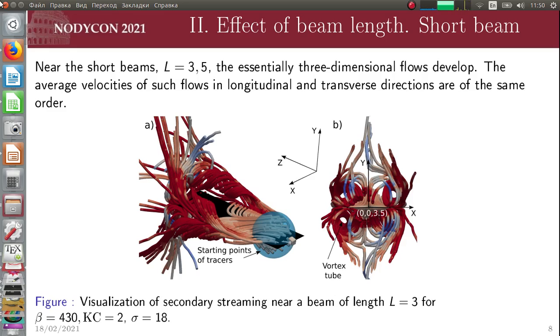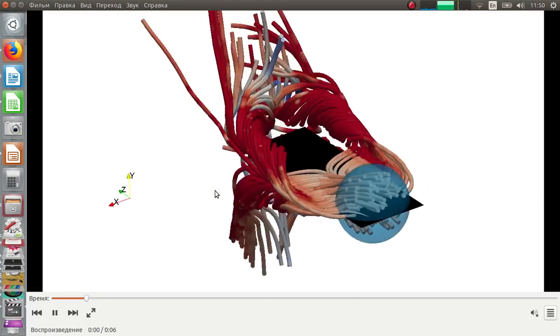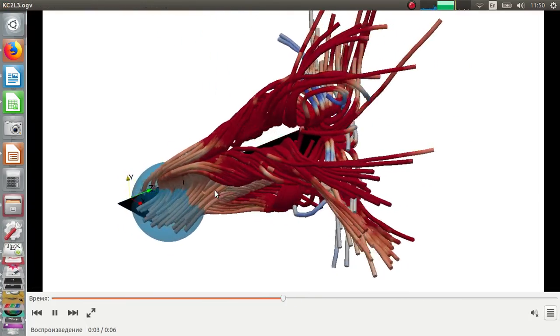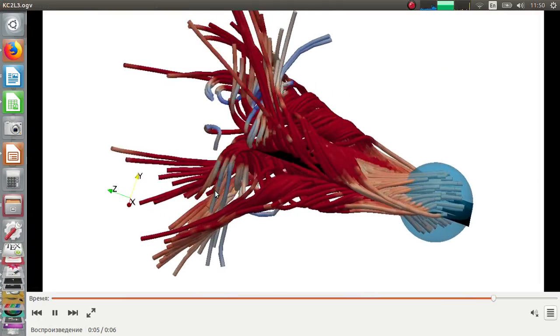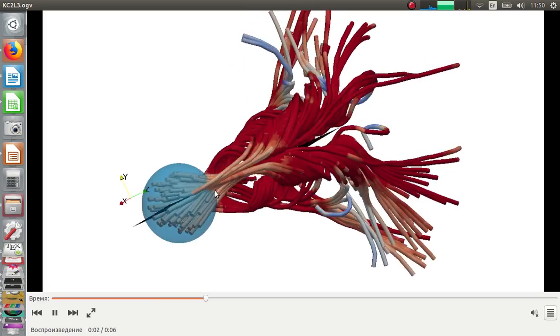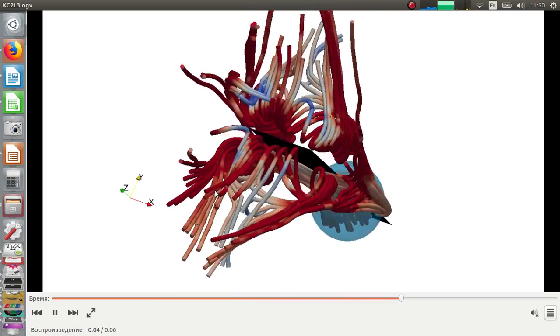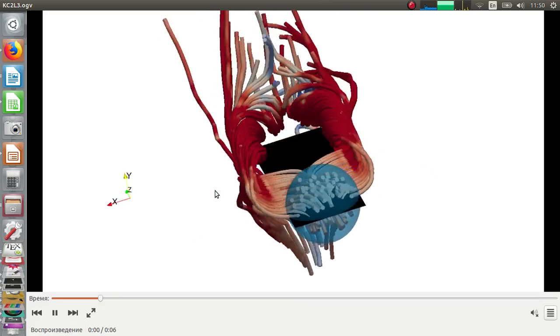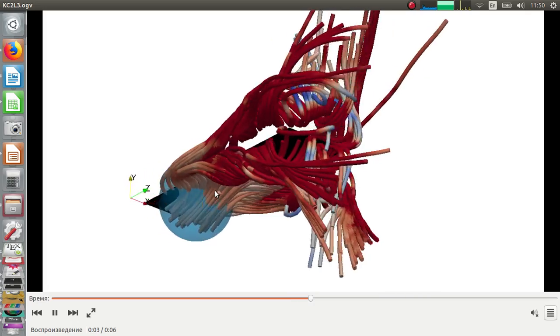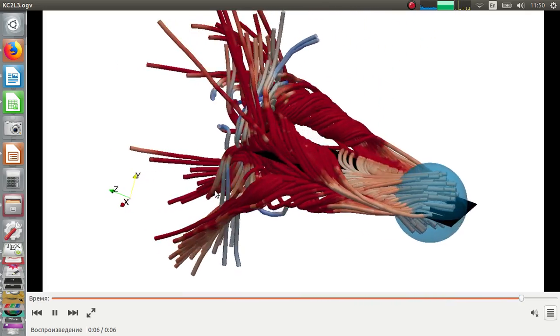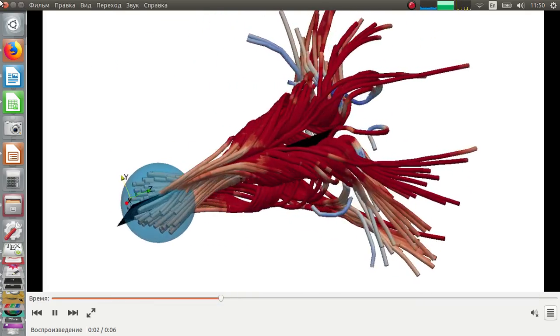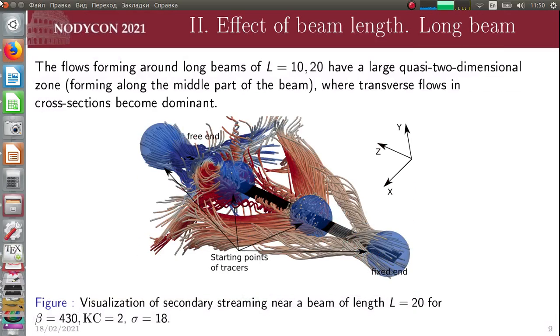This slide shows a steady streaming around a short plate. The main structural feature of the flow, let's look at the video, is four vortex tubes that are formed above and below the lateral edges of the beam parallel to the main axis. The average velocities of such flows in longitudinal and transverse directions are of the same order, so the flow is essentially three-dimensional.